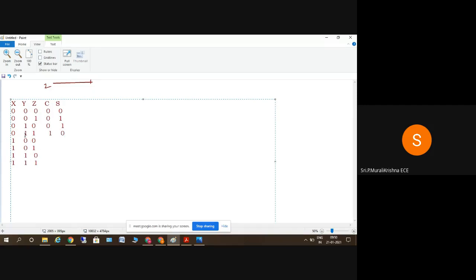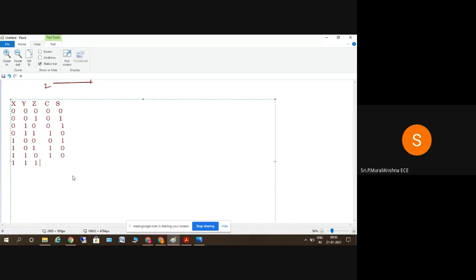Because 0 plus 1 is 1, and 1 plus 1 gives carry 1 and sum 0. And here we have a single 1, so sum is 1, carry is 0. When we have 2 ones, carry is 1 and sum is 0. And the last one is 1, 1, 1, so we have 3 ones here.